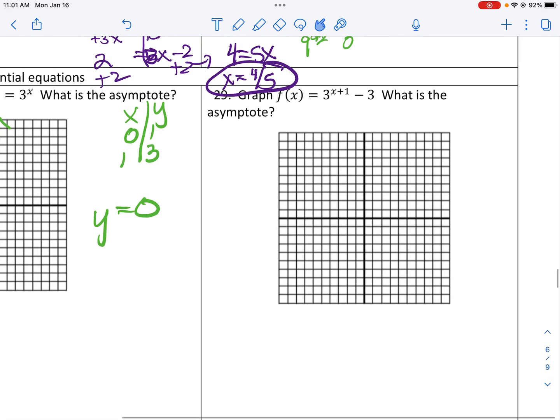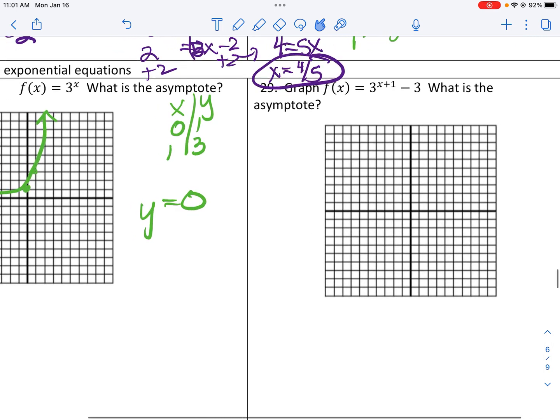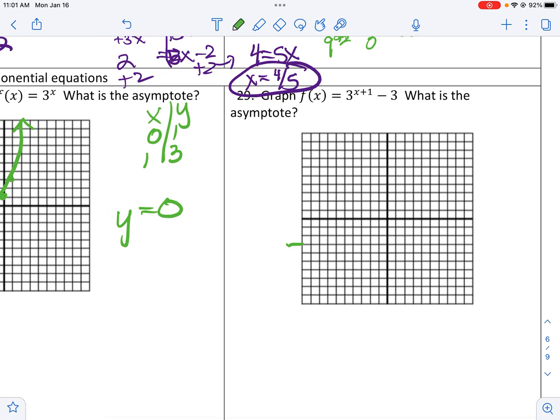So what happened to this one? Down 3. So our asymptote, I can already dash this in here, is at negative 3. And I could just make a table. To the 0 power, well, 3 to the 0 is 1, minus 3 is negative 2. 3 to the first is 3, minus 3 is 0. So I know 0, 0 is on there. And what if I did a 2? 3 squared is 9, minus 3 is 6. So 1, 2, 3, 4, 5, 6. And then we have our graph.